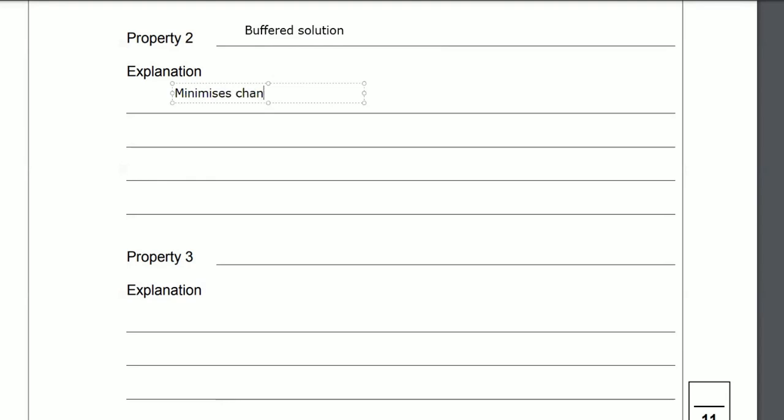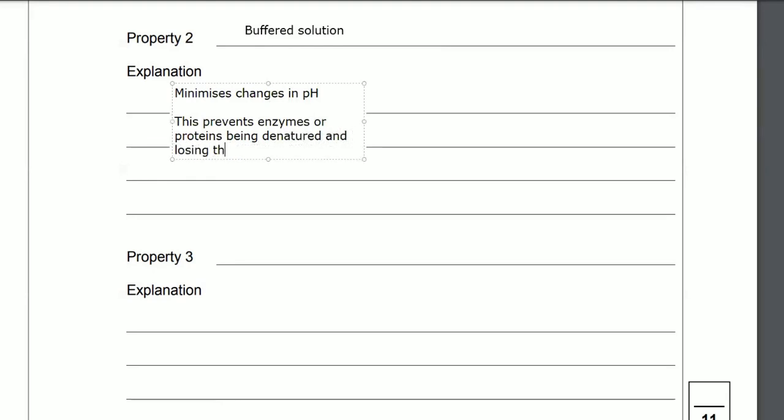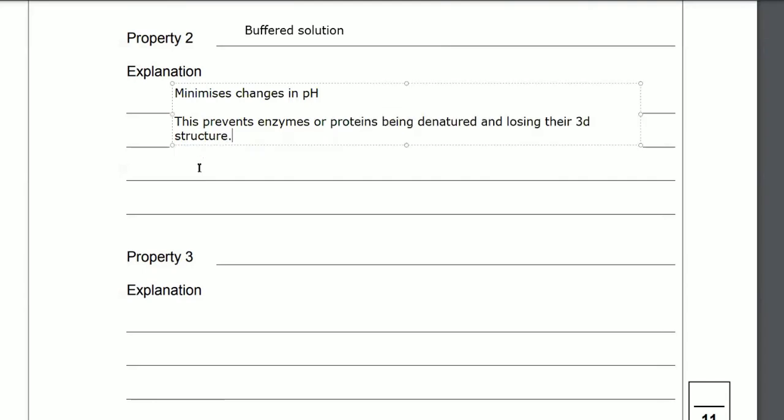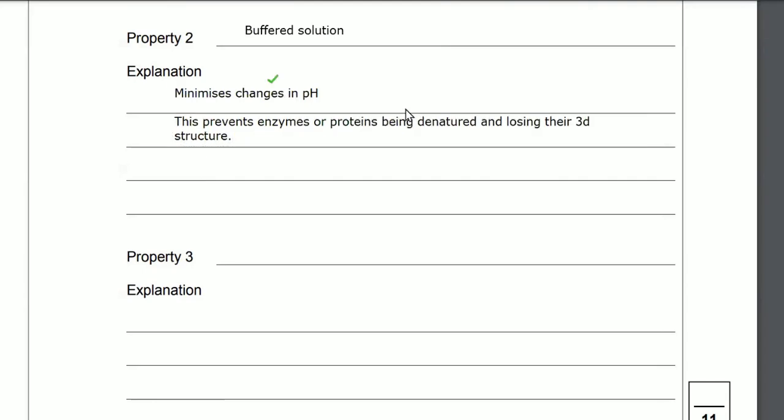So property number 2, we use a buffered solution. Now, a buffer minimizes changes in pH when you add hydroxide or hydrogen ions, but essentially it prevents enzymes or proteins losing their tertiary structure or their 3D shape. So enzymes don't become denatured, or other important proteins in the organelles do not become denatured, because most proteins only maintain their 3D shape in specific pHs.